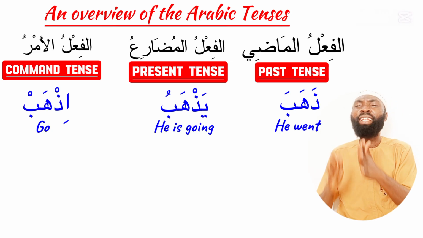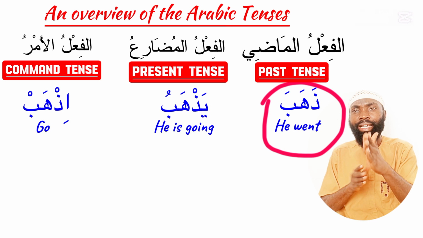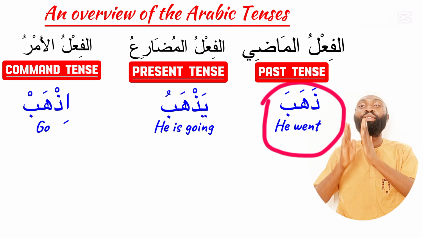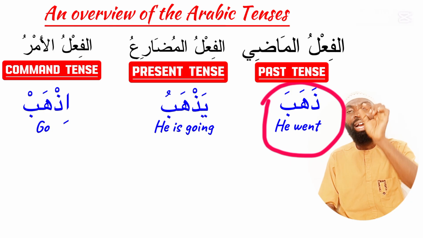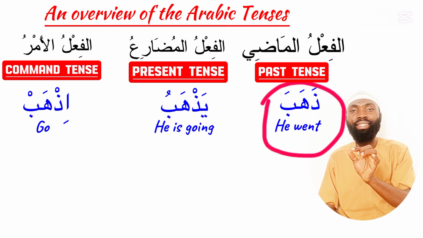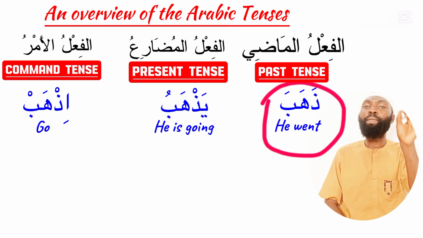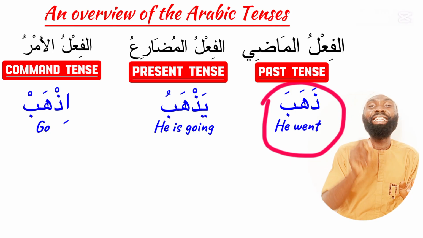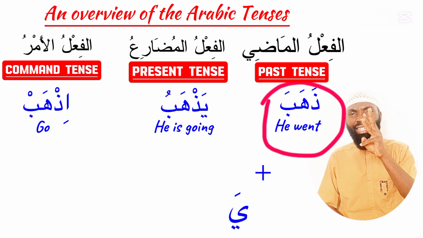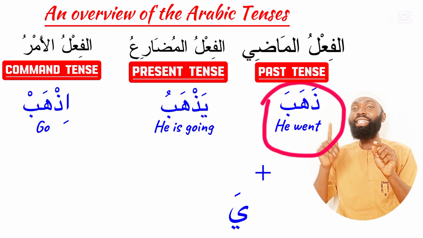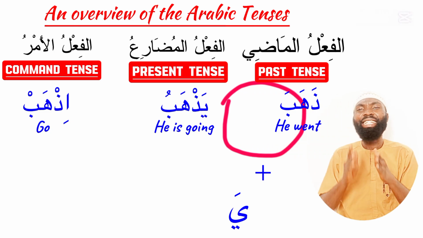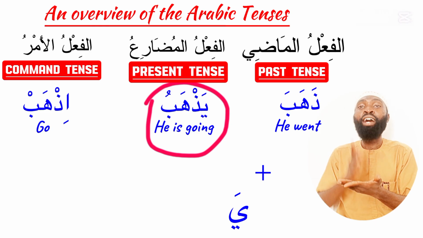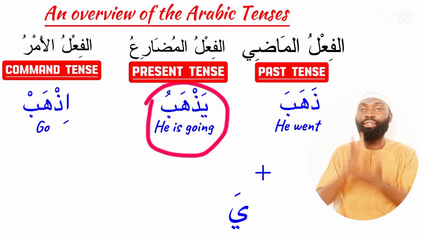Now let's look at the word dhahaba. All you can see here is three letters which are joined together to form the word dhahaba, giving the meaning of past. To form this into the present tense, all we needed to do is to add ya at the beginning. That's why you see the only difference between this past tense and the present form is that ya has been added to it. This ya is the letter of present tense verb.